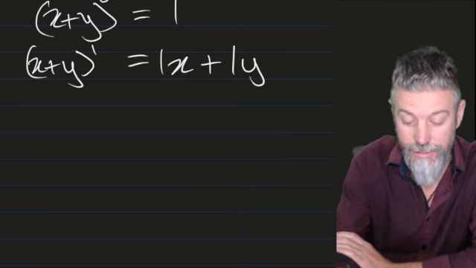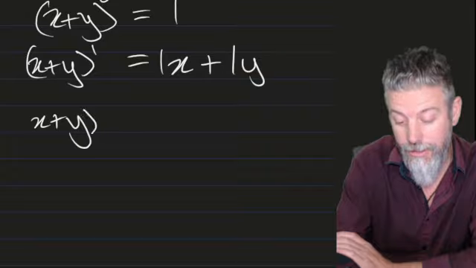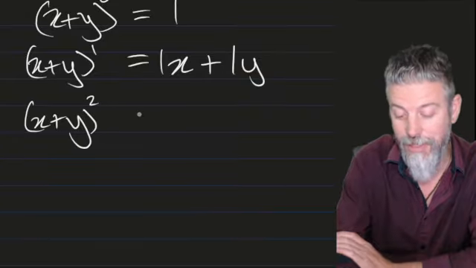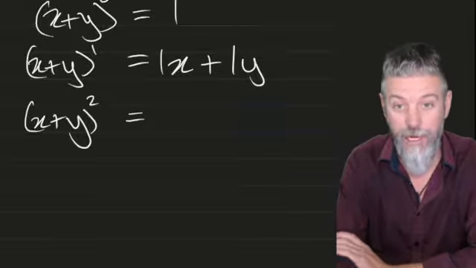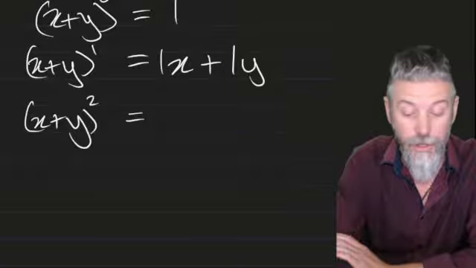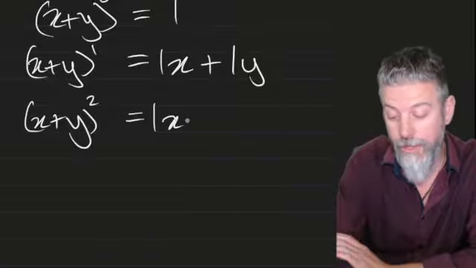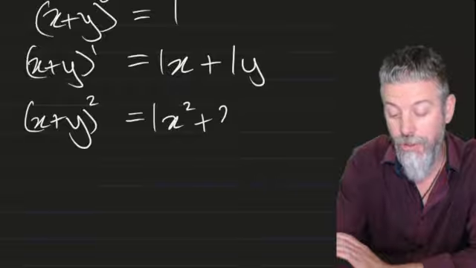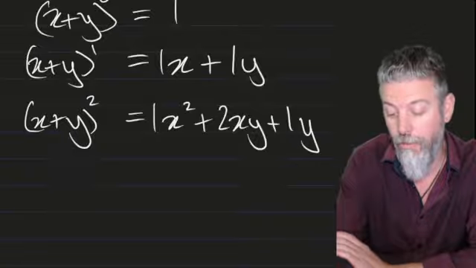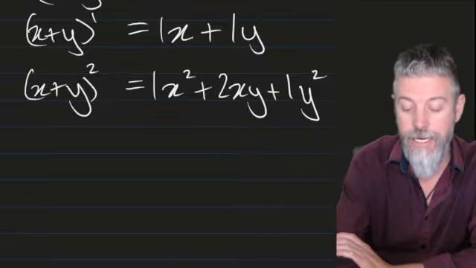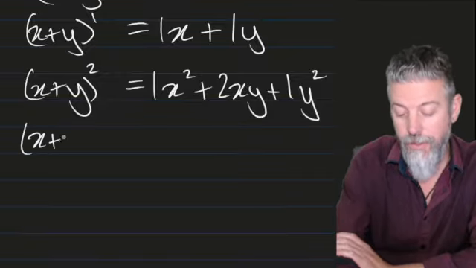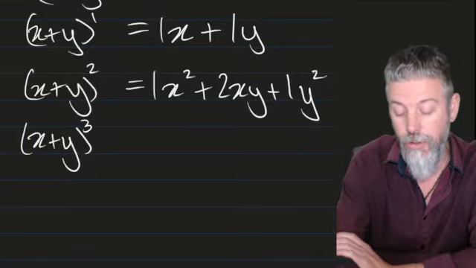All right, now we get to the one that you've done a million times because this is generally the expansion you've had to do in the Stage 5 path content. And you would know this one off by heart. One lot of x squared plus two lots of xy plus one lot of y squared. All right, we're going to do one more and then we're going to see if there are any patterns emerging. So (x + y) cubed.